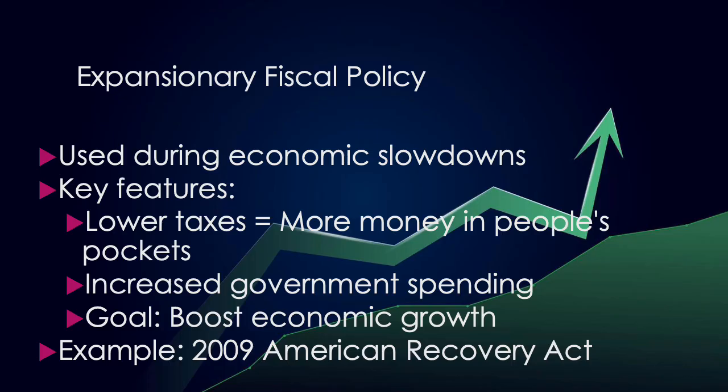So let's look at expansionary fiscal policy. When the economy is slow, the government might use expansionary fiscal policy. This means lower taxes so people have more money to spend and more government spending. The goal is to make the economy grow. For example, in 2009, the government used this to help during a large economic problem called the Great Recession. We will talk more about the Great Recession in class.